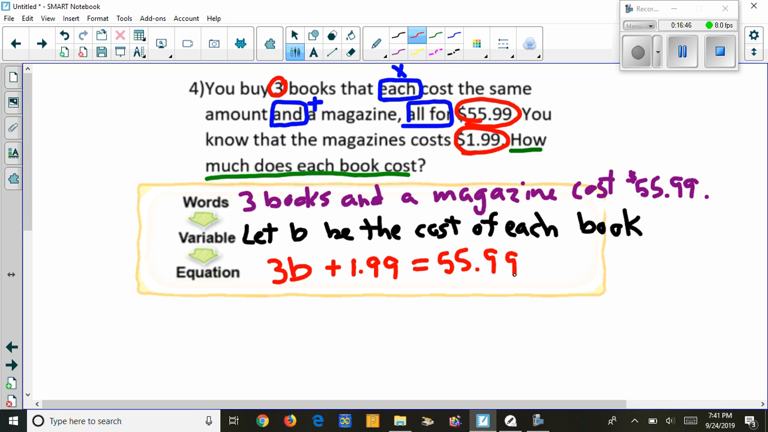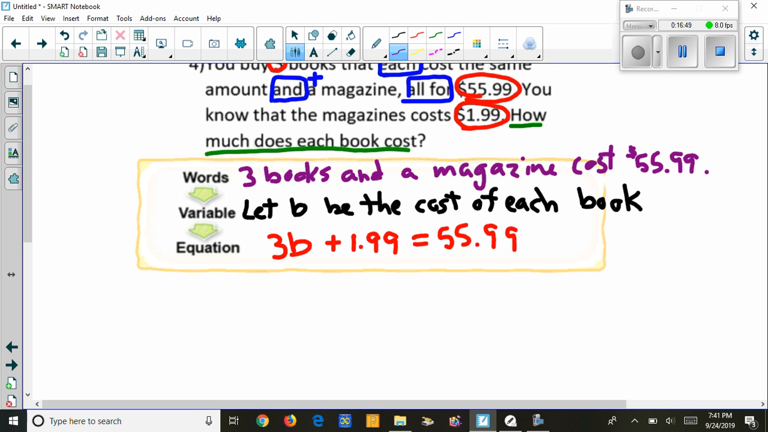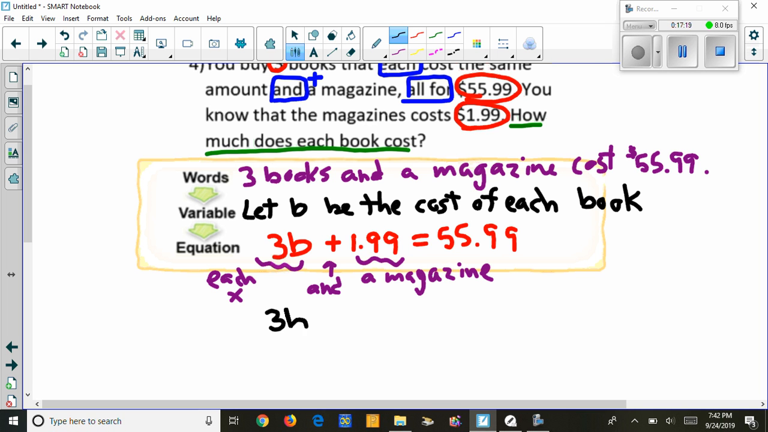Let's go ahead and solve. How about first, though, I again mark some things here. Remember here, each is to multiply. This was the and. This was a magazine. Now, I'm going to go ahead and rewrite the equation so we can figure out how much each book did cost.